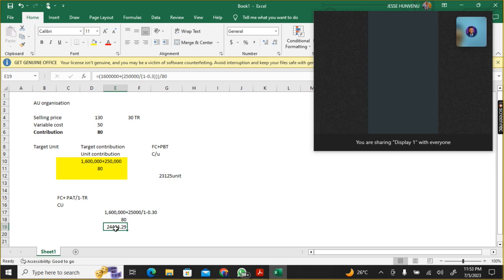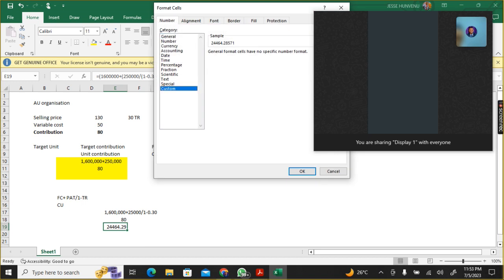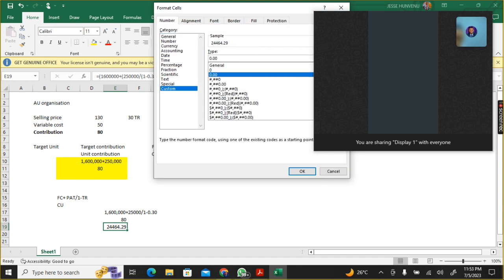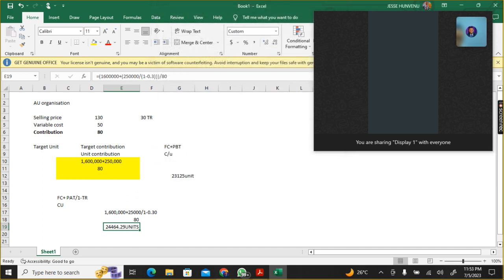Hope you get it now. Yes. So this is our answer. That is how many units? 24,464 units will be sold to generate profit after tax.